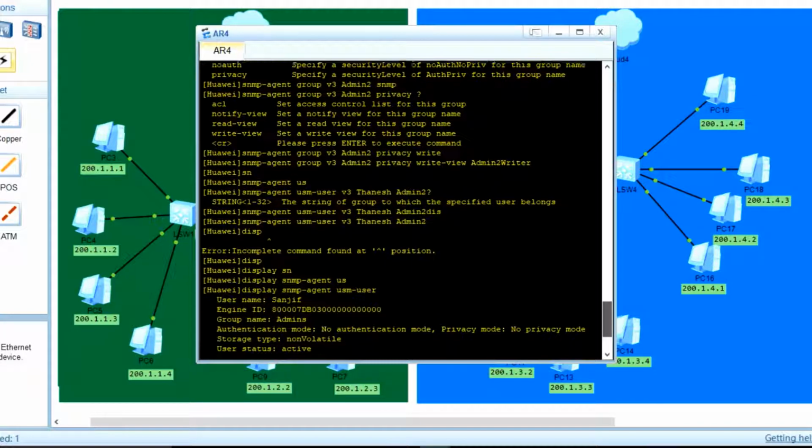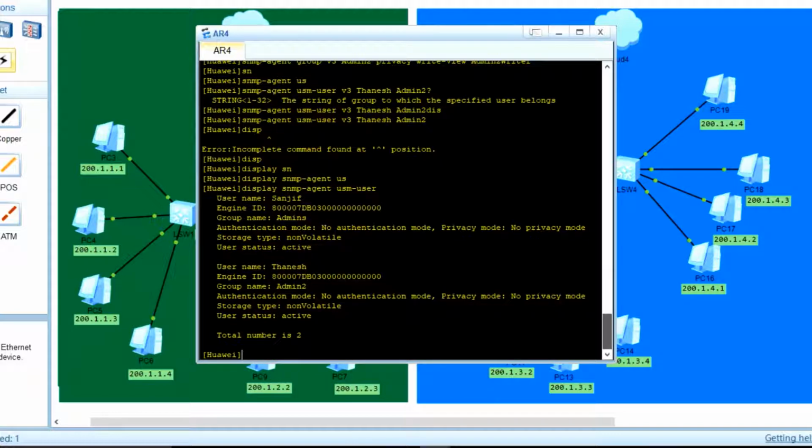we proceed to check whether it's keyed in or not, whether the SNMP agent is running or not. You just key in display SNMP agent USM user, and lastly you can see USM user Tanesh, his engine ID, his group name, his authentication mode, his storage type and his user status. The total number is 2 because I've created one for myself previously. So this is all about SNMP.